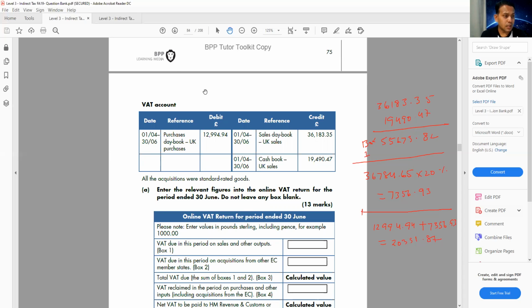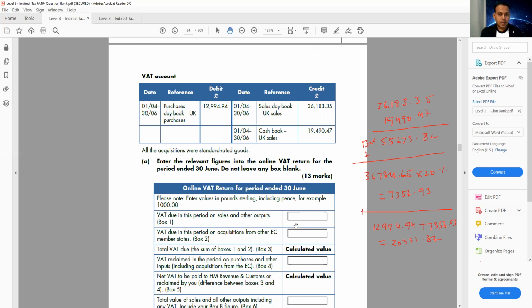You don't have to keep doing it manually. As soon as you mark this one as the EU, it will show you a separate account for the EU acquisition.